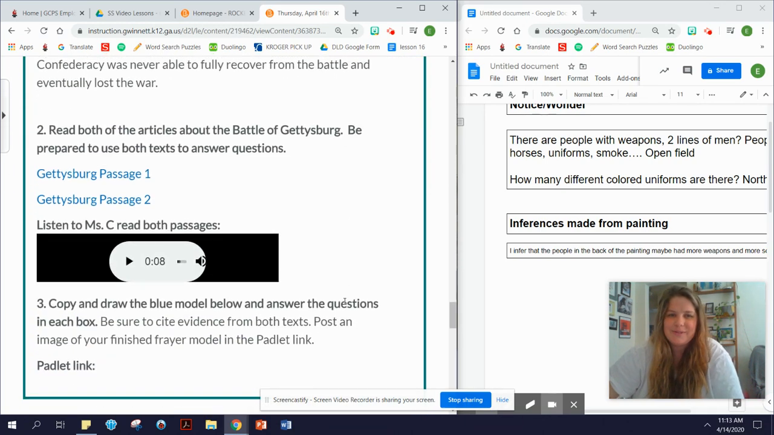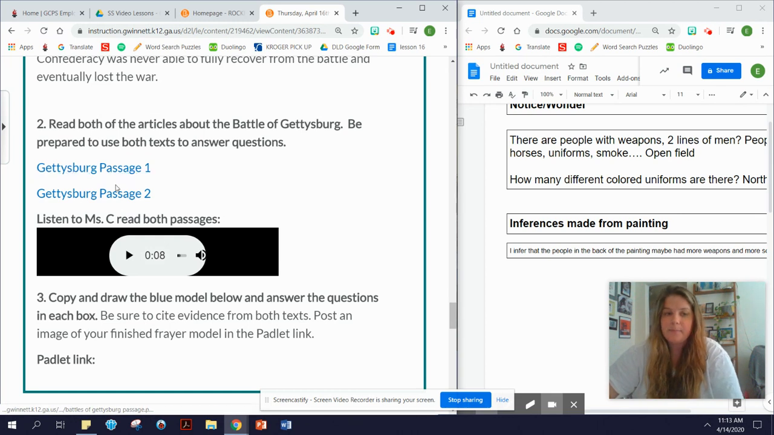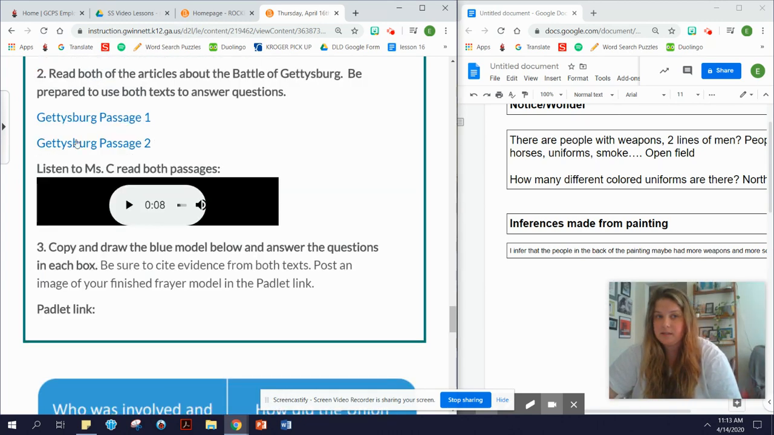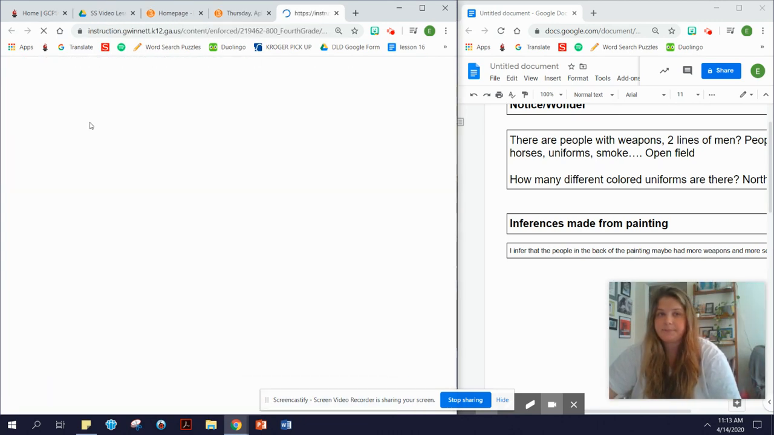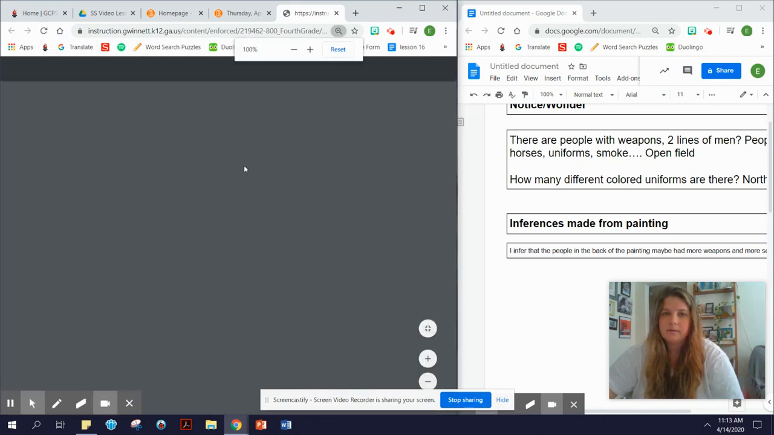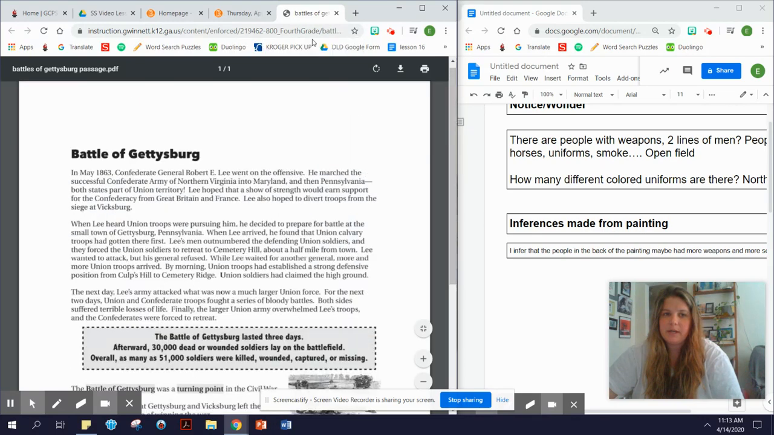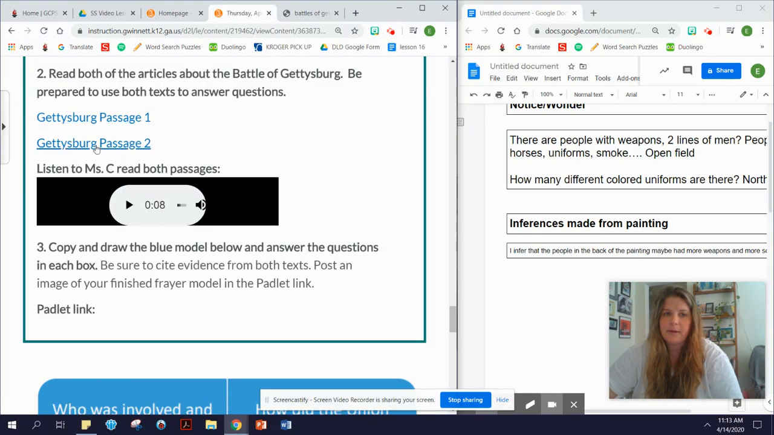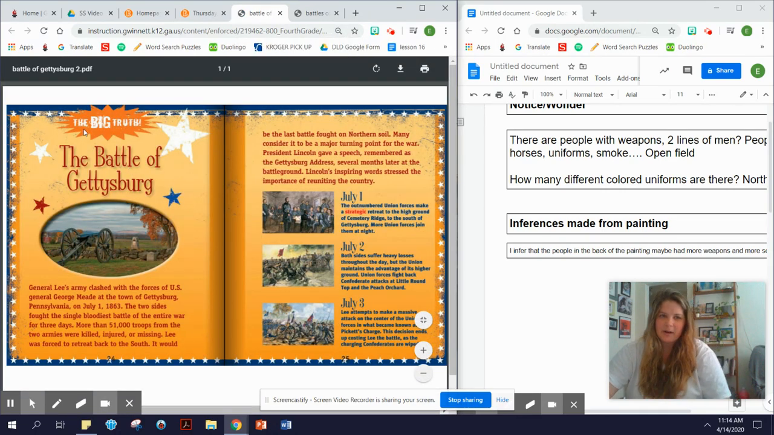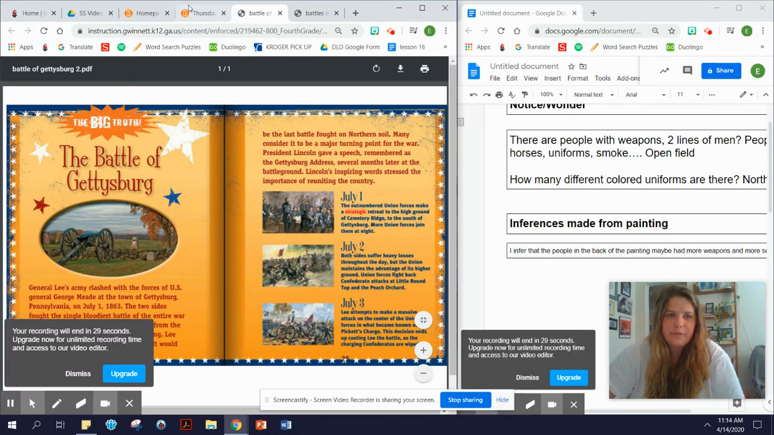So what you're going to do is read passage 1 and passage 2, and you can listen to me reading them here if you press play. And you are going to be filling out a Frayer model. So pause the video and go ahead and read these passages. You'll click on them, open them up, and read through them. They're not super long. So there's the Battle of Gettysburg here, and the other passage is right here, the Battle of Gettysburg, the big truth. So you're going to read through all of those.